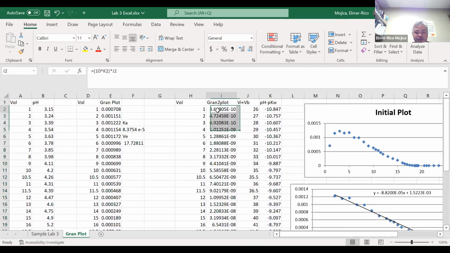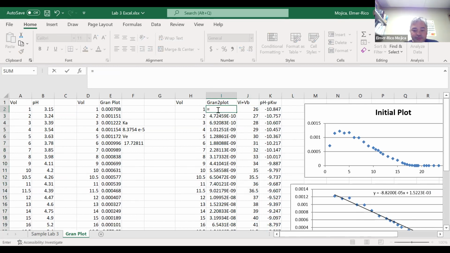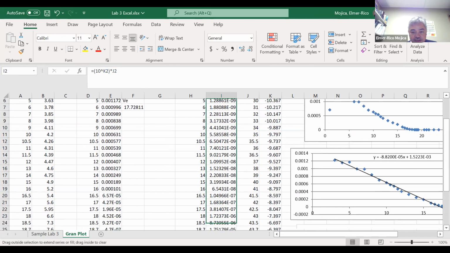Okay, so how did it end up there? The way we're going to do it is, remember, I have 10, and then I raise it. I hope you see the symbol that I use. You raise it to the difference between pH and pKW, and then you multiply it with the BI plus BB. And then you drag it down.